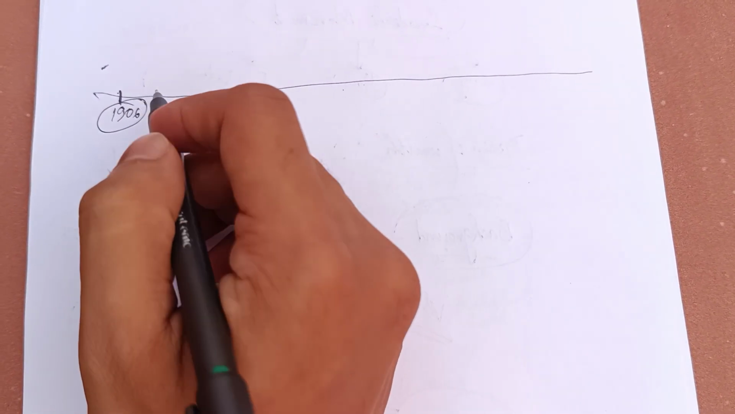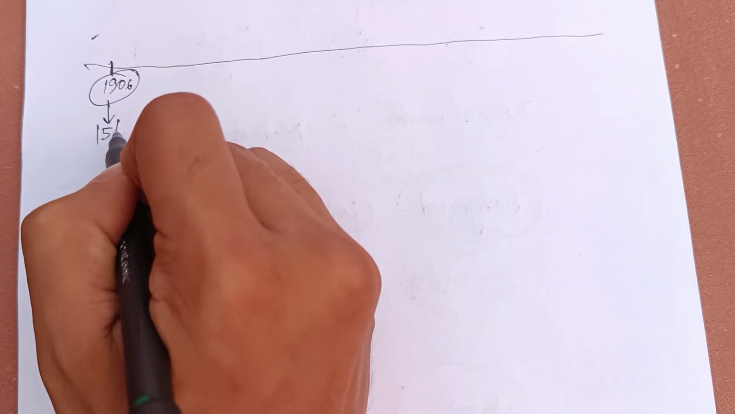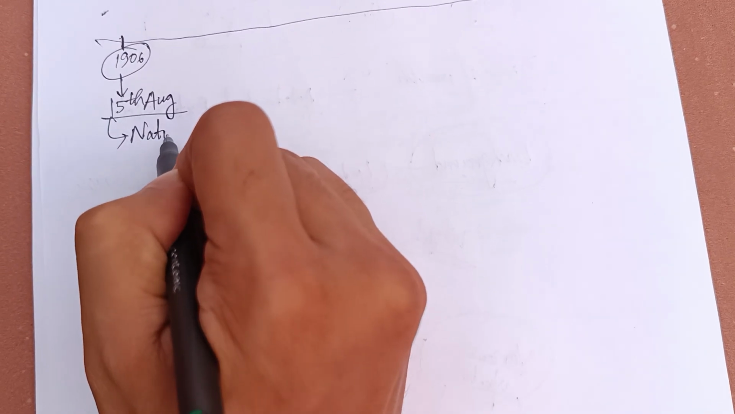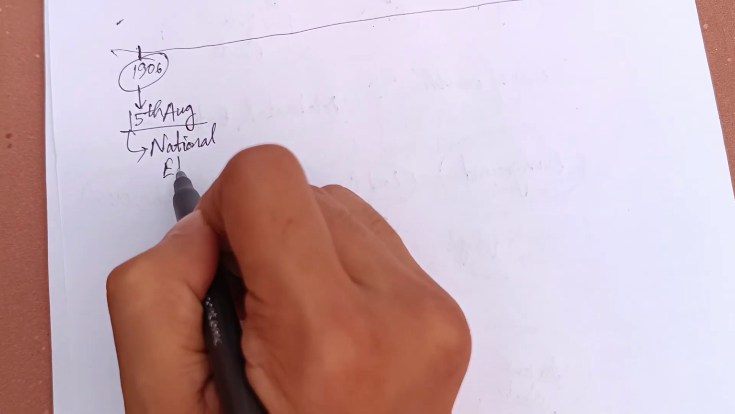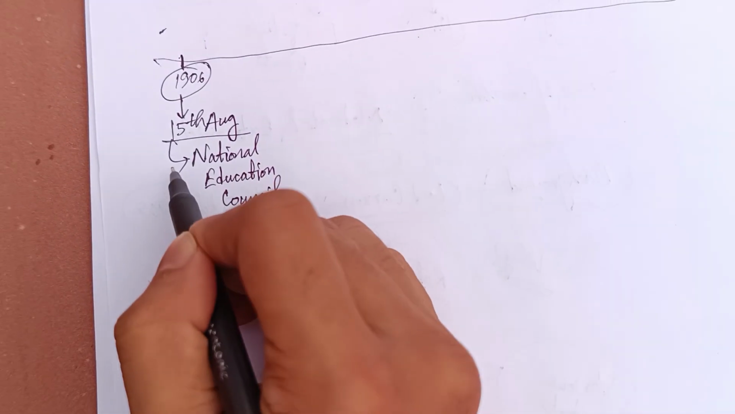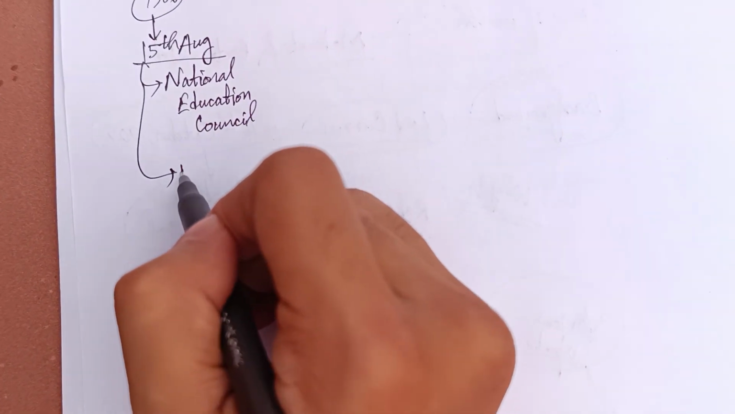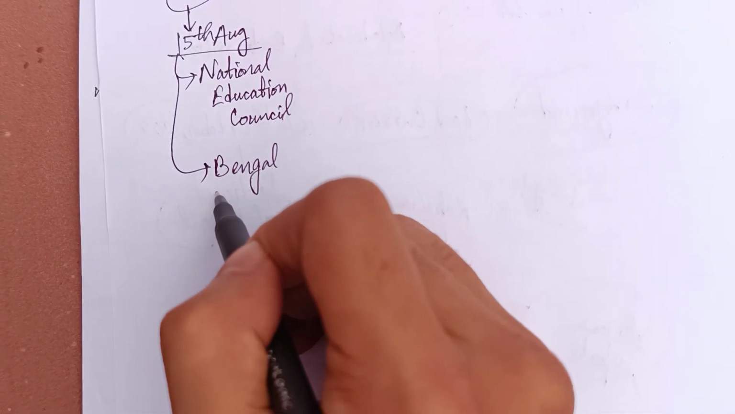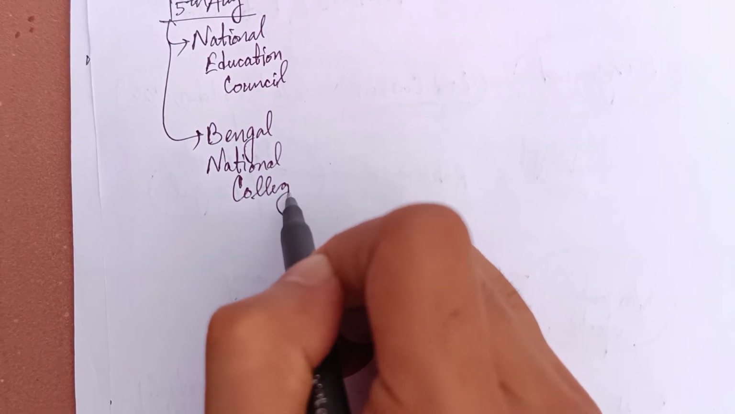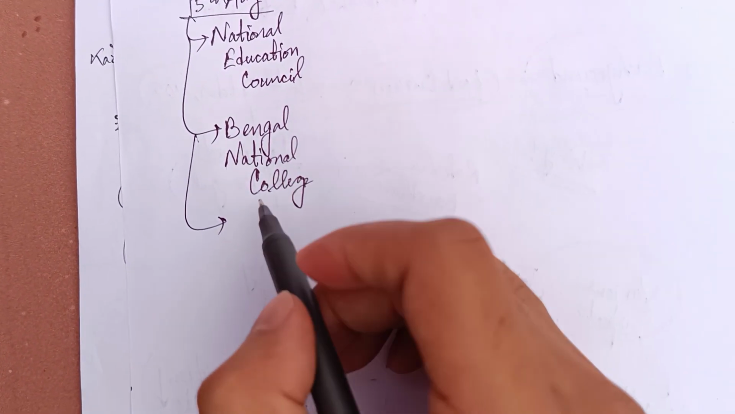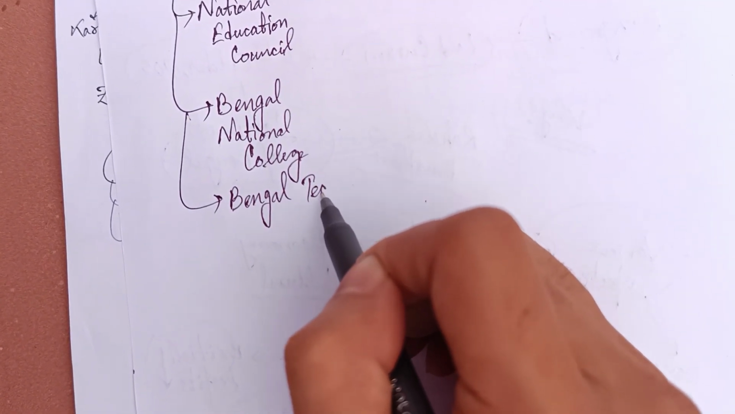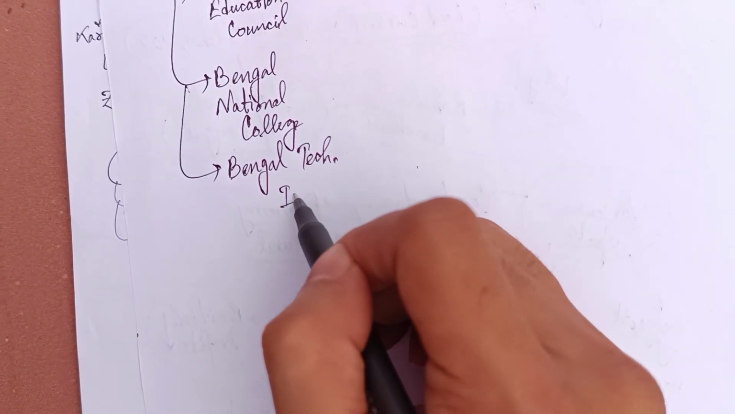Suppose around 1906, on 15th of August, the National Education Council was set up by the leaders of the Swadeshi movement. National Education Council. Also, there was Bengal National College. Also, Bengal Technical Institute was opened at that point of time. Do you know what this institute is known as right now? This is your famous Jadavpur University in Kolkata.